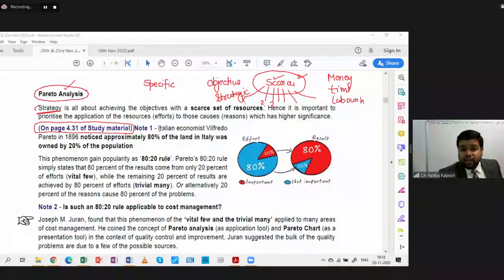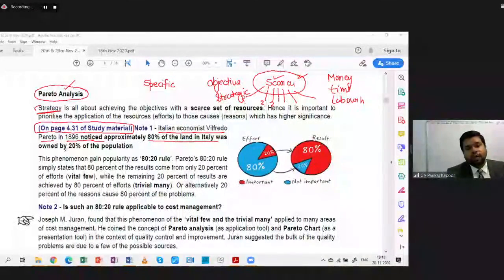Now read a very important line with me. Although there is no utility of this line in the examination, it will give you a kind of background. There was an Italian economist, Vilfredo Pareto. In the year 1896, he conducted a research study in his university where he noticed that approximately 80% of the land in Italy was owned by 20% of the population. So Mr. Pareto noticed that there is a phenomenon of 80-20, and later on, the principle which Pareto gave became famous as the 80-20 rule.